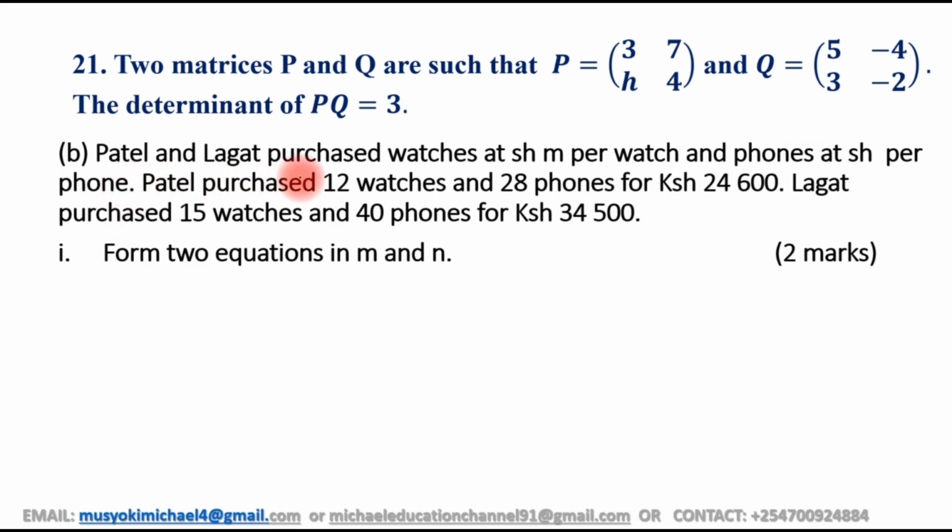Part B, Roman 1, Patel and Lagat purchase watches at M shillings per watch and phones at N shillings per phone. Patel purchased 12 watches and 28 phones for 24,600 shillings. Lagat purchased 15 watches and 40 phones for 34,500 shillings. So we need to form two equations in M and N. So for Patel, he purchased 12 watches, and for 12 watches it will cost 12M. Then plus he bought 28 phones at N shillings per phone, so the cost of phones will be 28N, and the total gave 24,600.